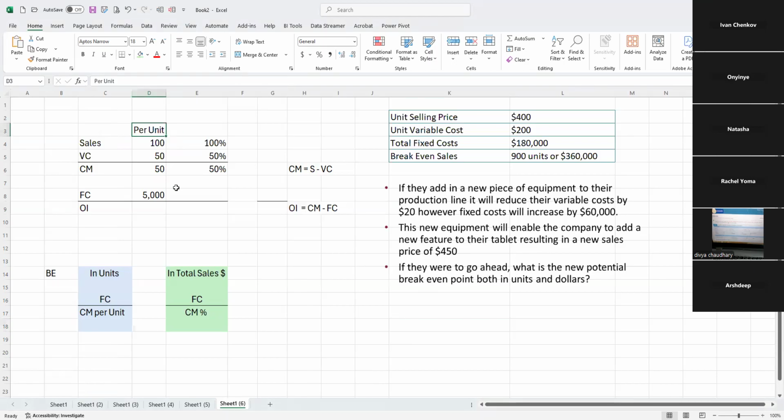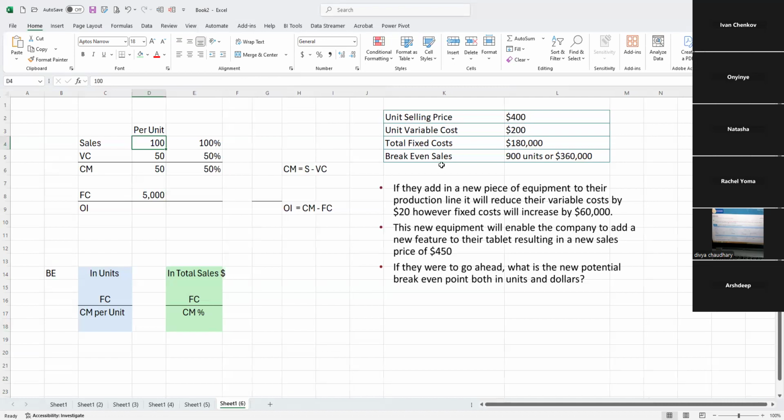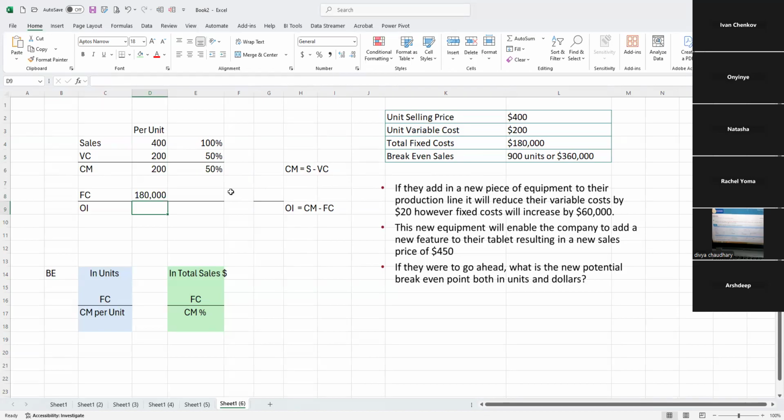Again, we are on the unit level. We're selling. How much is the sales price per unit? Sales price per unit is $400. Variable cost, $200. Contribution margin, minus that, $200. Fixed cost is $180,000. So that's where we are.